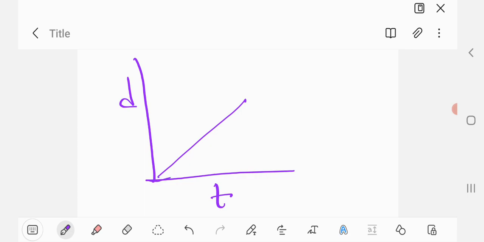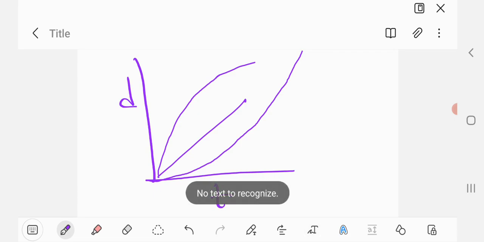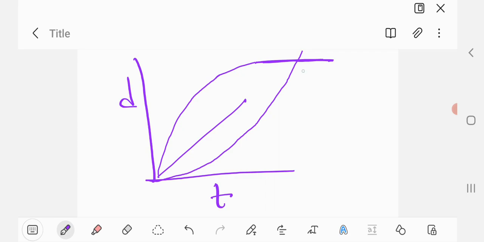If the gradient is increasing, we can say that the speed is increasing. If the gradient is decreasing, you can say that the speed is decreasing. And if the gradient is zero, let's suppose the gradient becomes zero, so we can say that speed will be zero, or the object will be in the state of rest. And if the gradient is negative, when the line moves in such a way, then the gradient will be negative. Then we can say that speed will be negative.